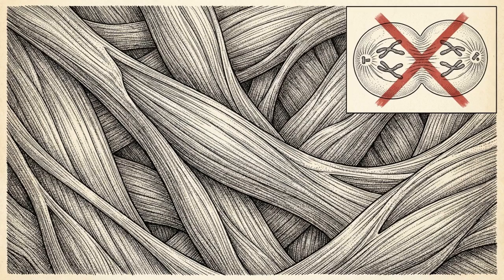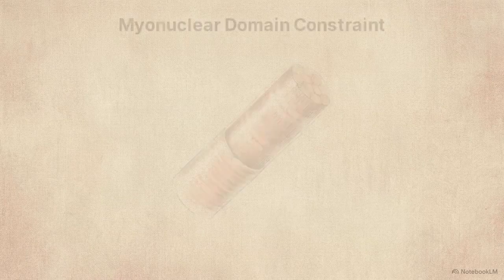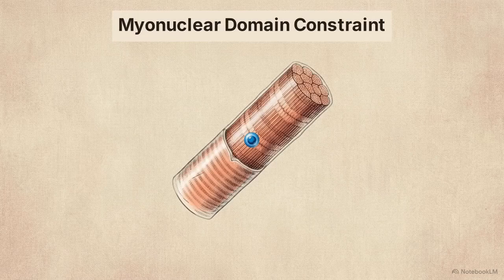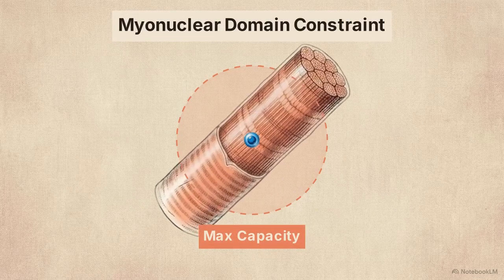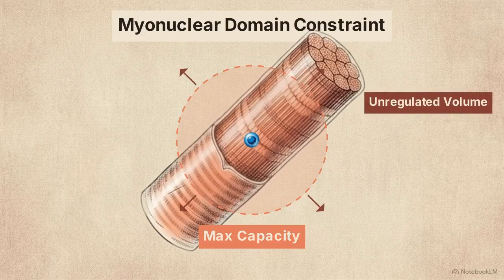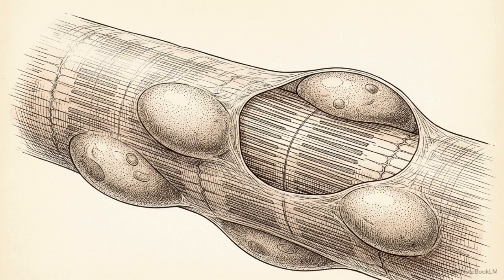Skeletal muscle is a post-mitotic tissue, meaning the cells do not divide or replace themselves throughout life. Every fiber is bound by the myonuclear domain constraint. A single nucleus can only regulate protein synthesis for a strictly finite volume of cellular space. To increase a fiber size past this limit, the cell must acquire new external nuclei.